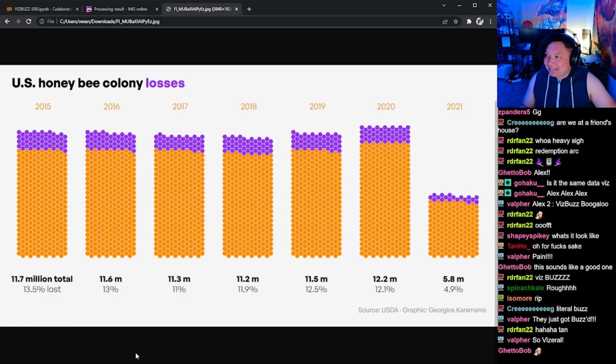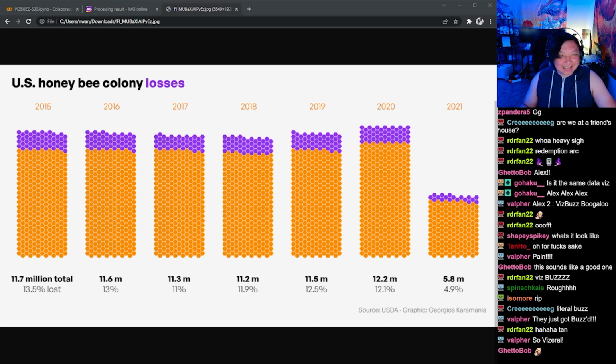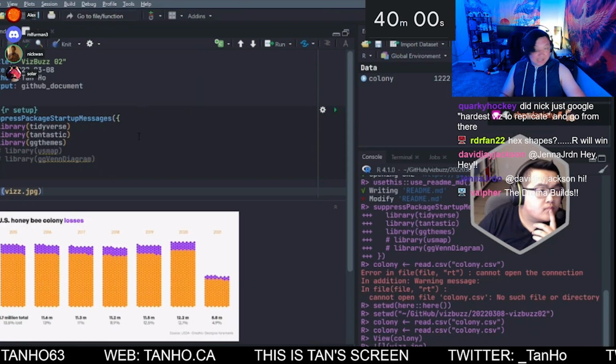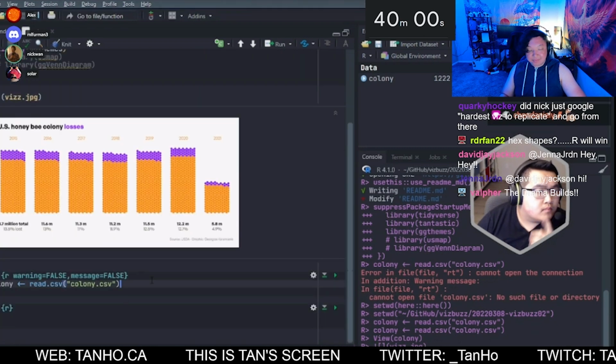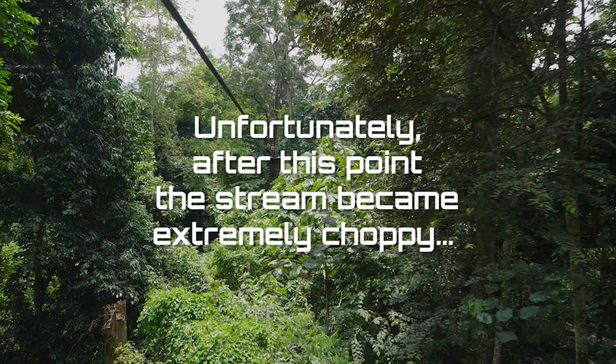They have to replicate this data visualization using the data set provided, the Bees data set. So they have a minute starting now to prepare for this. Ready, set, go.